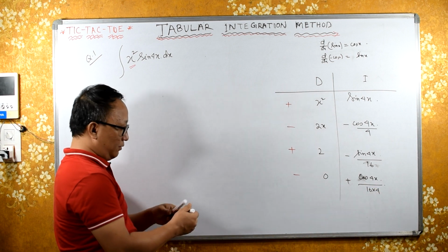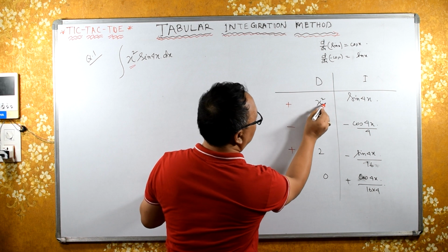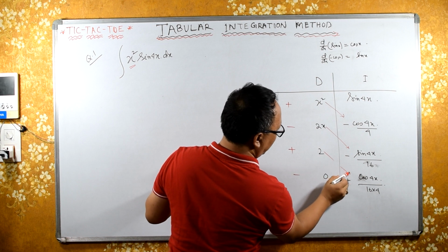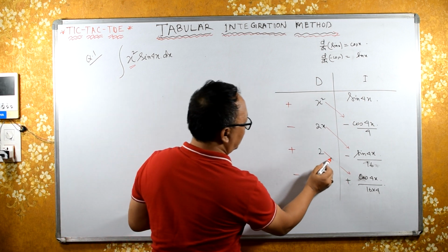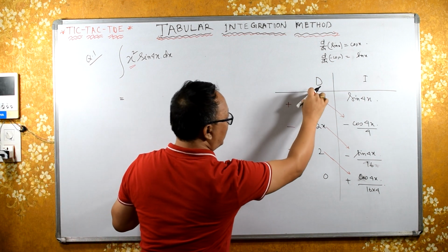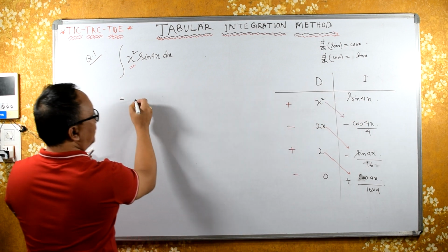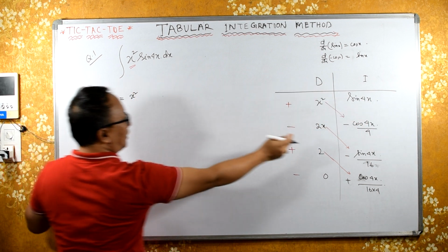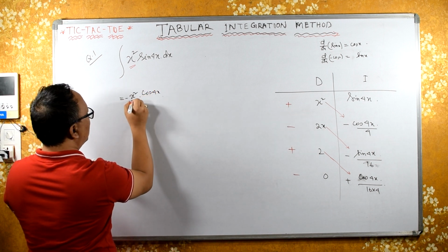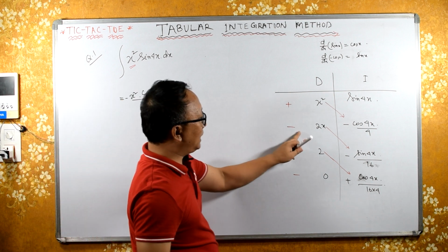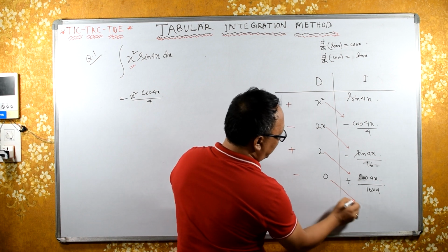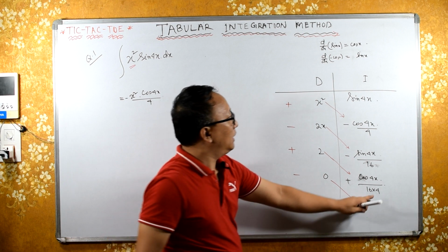After this, what we have to do is cross multiply here, like sending rockets from here to here, from here to here. Now this integral becomes plus, with the plus sign, from here to here. It becomes x square. Here minus is there, so I will write minus x square cos of 4x upon 4. Now if you integrate over here, that will become 0. 0 into anything becomes 0. That's why I didn't do integration over here.